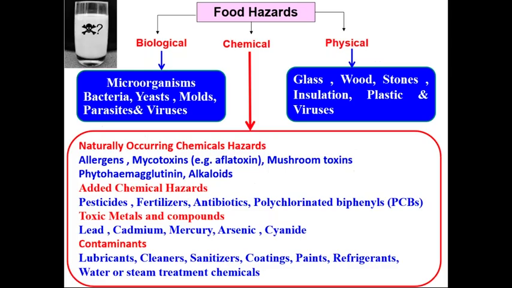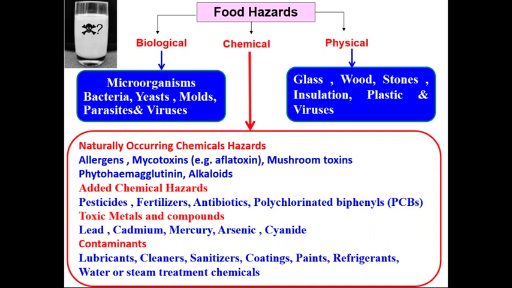If you look at the food hazards, there are three types of food hazards: the biological, the chemical, and the physical hazards. The biological hazards come mainly from the contamination by microorganisms. The physical hazards come because of the processing, especially glass, wood, stones, pieces of plastic, etc.